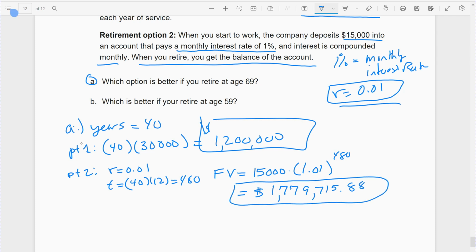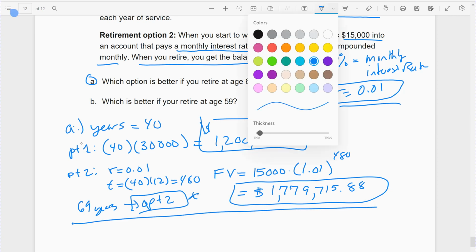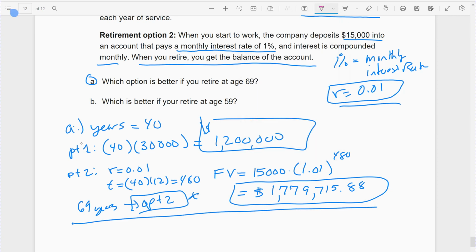So for the 69 years, option 2 is your better option. Alright, well, how much if you retire 10 years sooner? Suppose, again, you have to choose this when you start, so you have to figure out, am I going to retire at 69 or 59?